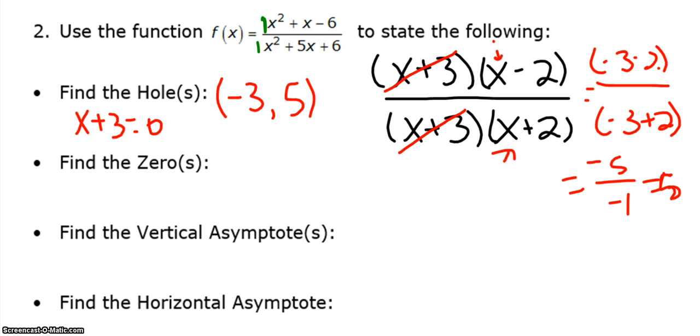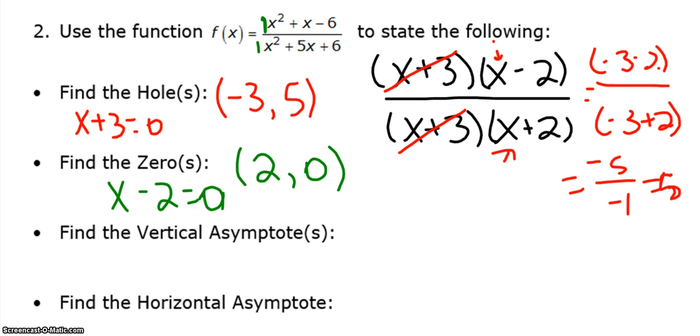Alright, next thing for my zeros, I set what's remaining in the numerator equal to 0. So the only thing left in my numerator is x minus 2. So x minus 2 equals 0. So that means x equals 2. Now, looking at this, my y value of my zero is always 0 because this is where we cross the x-axis. So the ordered pair is (2, 0).